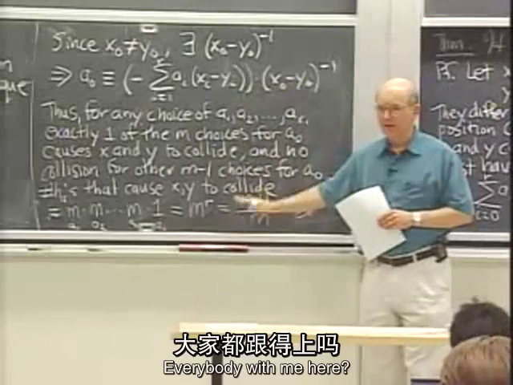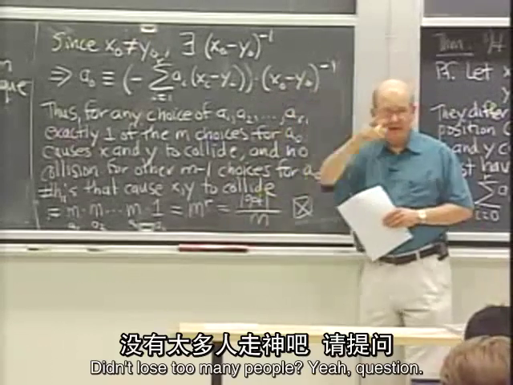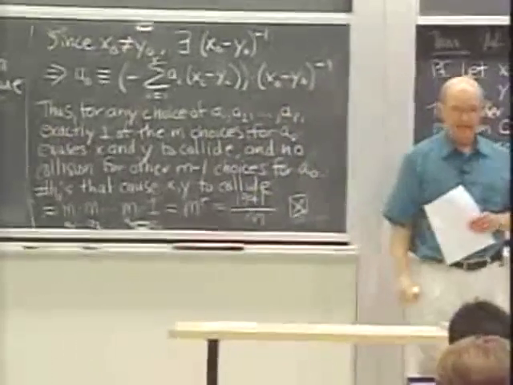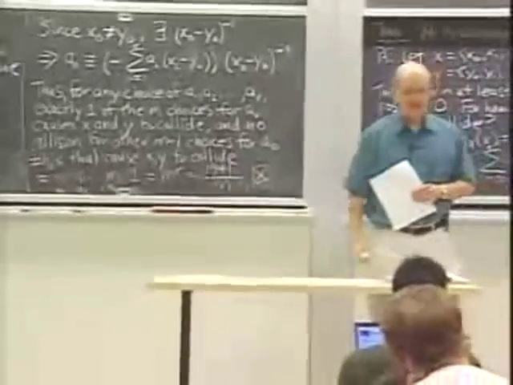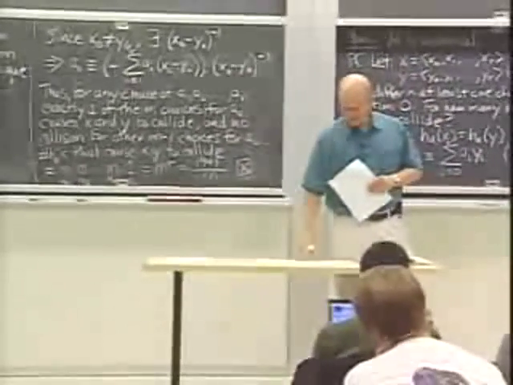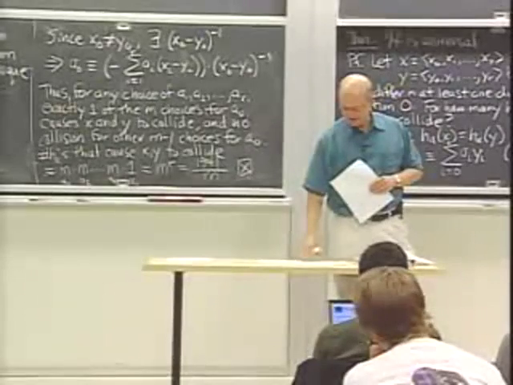Okay, everybody with me here? Didn't lose too many people? Yeah, question. Is there any kind of intuition on how such an algorithm was designed? I understand the proof, I just have no idea where it came from.